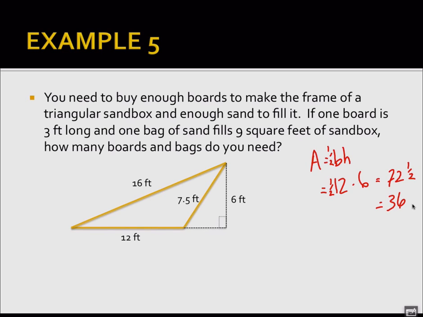So in a problem like this, if you end up shy, you have to round up. The traditional mathematical rounding goes out the window. If you end up at 12.1, you can't round down to 12. You won't be able to complete the sandbox. Okay. Any problems?